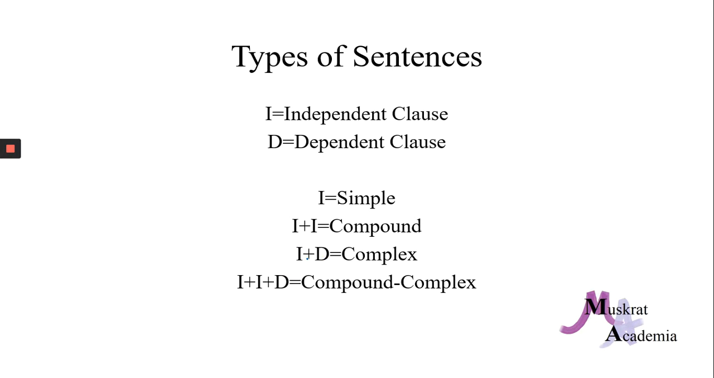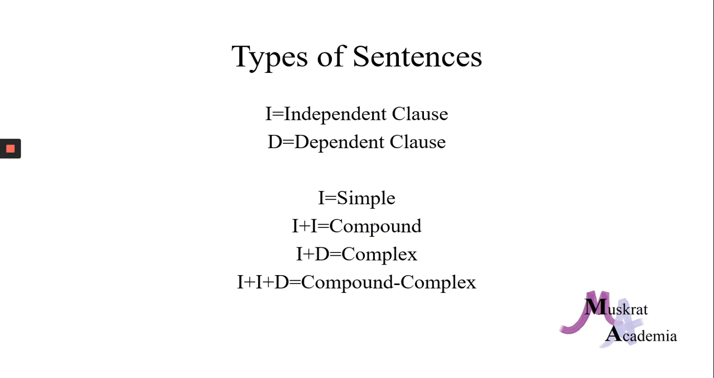You can have I plus D, D plus I, it's still going to be complex. You could have I-I-D, D-I-I, or I-D-I, or even I-I-I-D, and it's still going to be compound complex, because it doesn't matter how many I's you have. But does it matter how many D's you have? No, it doesn't matter how many D's either.